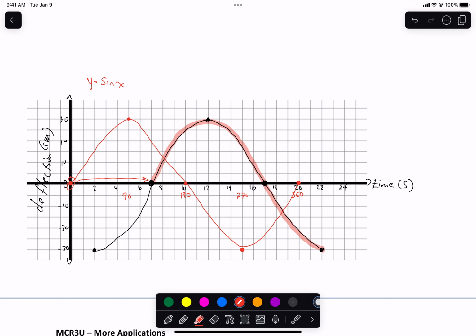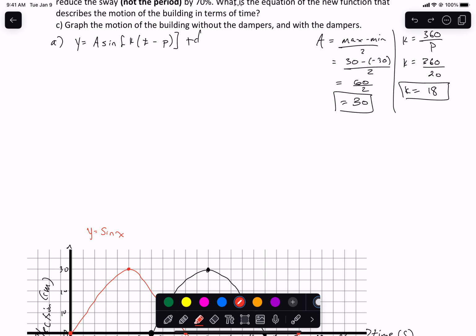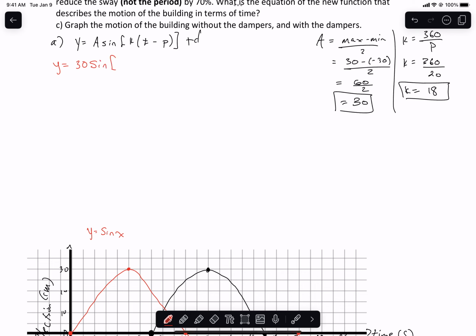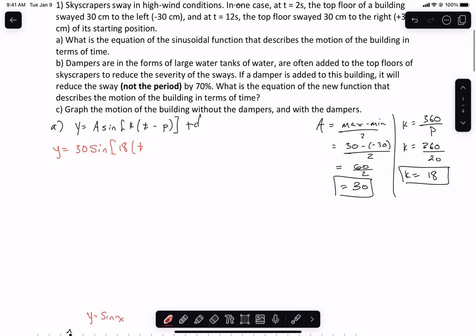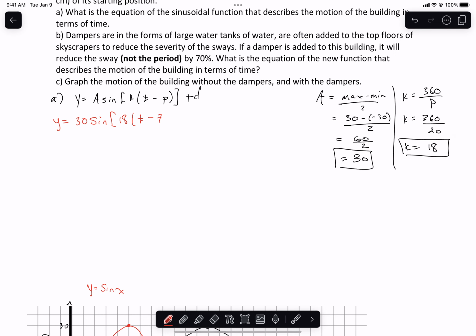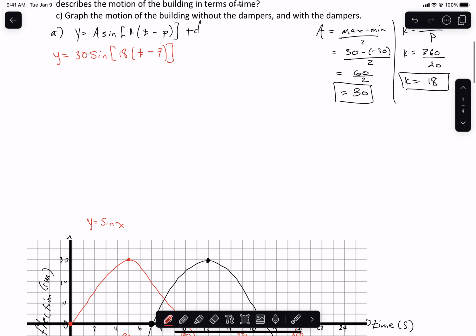Okay, and so I can represent this with sine using the red curve by saying y is going to equal, the amplitude is 30 sine, the k value is 18, and then relative to time, if I take the red graph and I move it over 7 seconds to the right, so -7, that will give me my black curve that I originally drew. Okay, so that's one option.